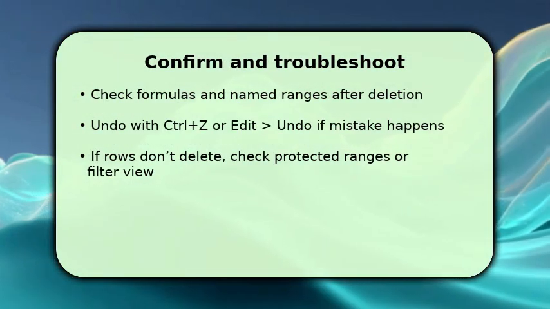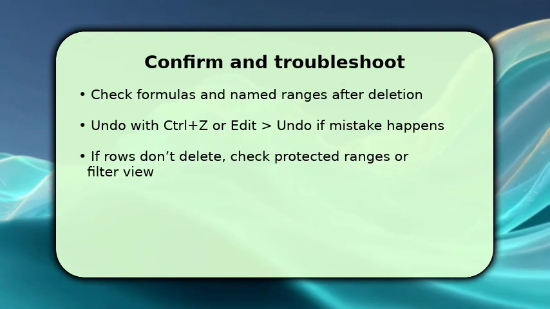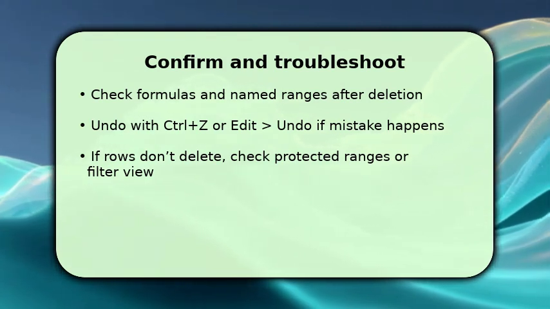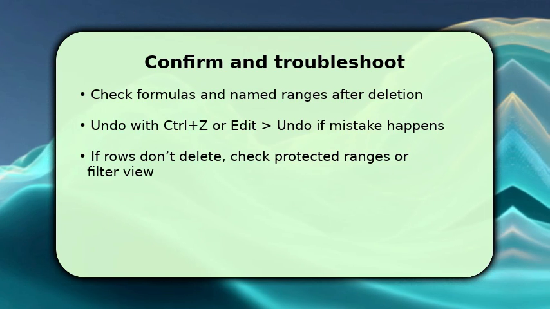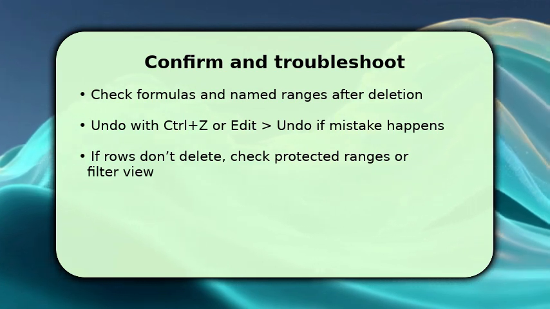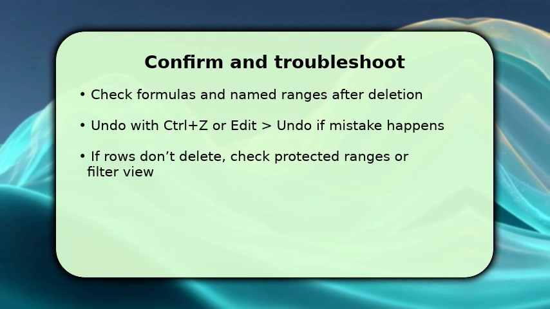Finish by verifying your sheet. Scan formulas, charts, and named ranges that might reference removed rows so nothing breaks unexpectedly. If you made a mistake, immediately press Ctrl plus Z or use Edit Undo to restore the rows.